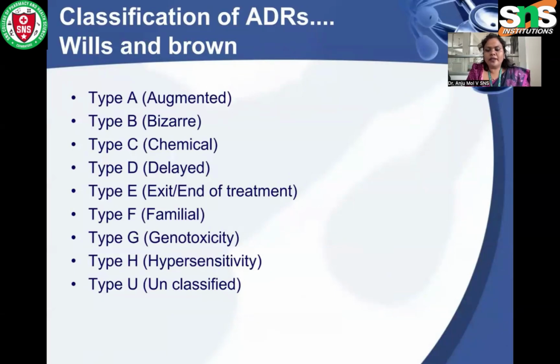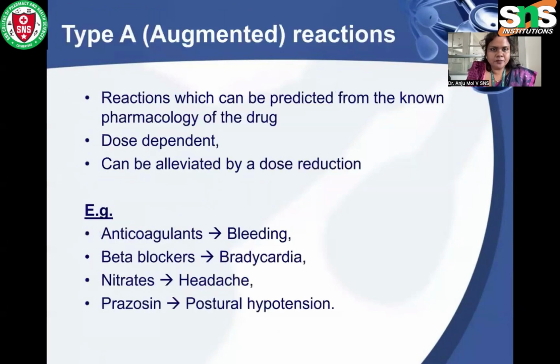A means augmented, B means bizarre, C means chemical, D means delight. Type E indicates exit or end of the treatment. F means familial. G, genotoxicity. H, hypersensitivity. And the last one is type U, unclassified.